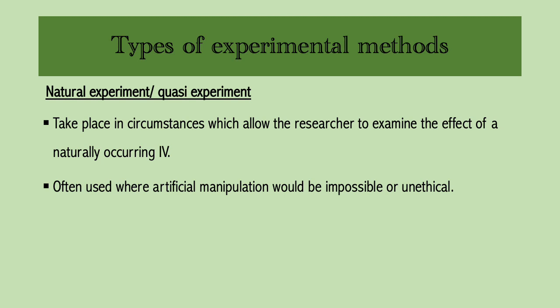So meaning, there is an independent variable still, but the independent variable occurs naturally. It doesn't have to be manipulated by the researcher. Or if you look at the second bullet point, it is often used where artificial manipulation would be impossible or unethical. So the researcher cannot manipulate that variable, because if they manipulate it, either it's impossible or it's unethical.